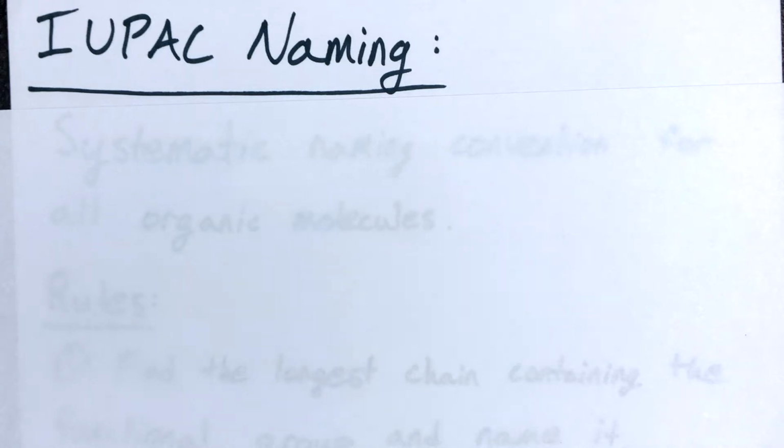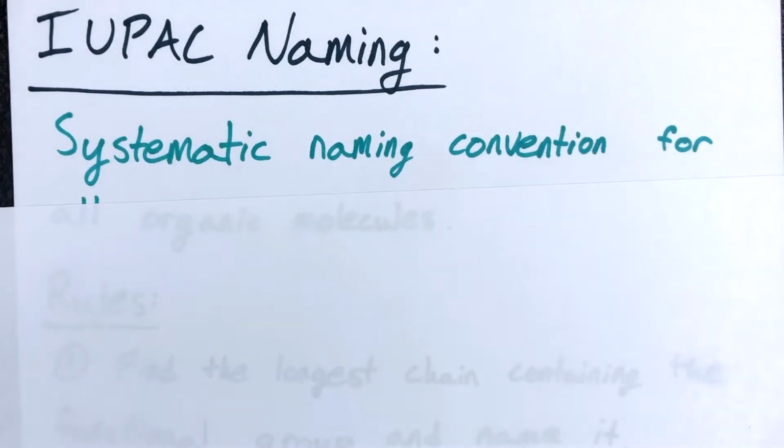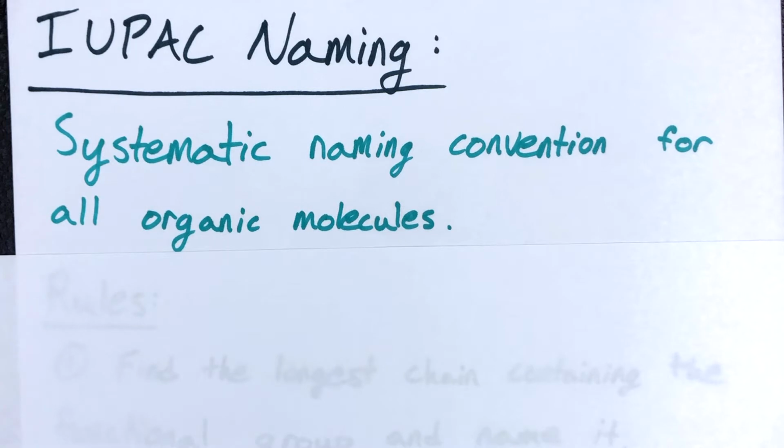In this video, we'll take a look at IUPAC naming. In case you're curious, IUPAC stands for the International Union of Pure and Applied Chemists. It's basically just a congress of chemists who came along and invented this nomenclature that we're going to use and introduce in this video. What you need to know from IUPAC naming is that it's a systematic naming convention for all organic molecules.